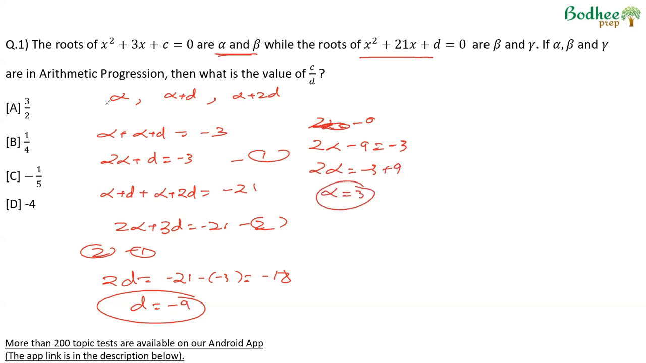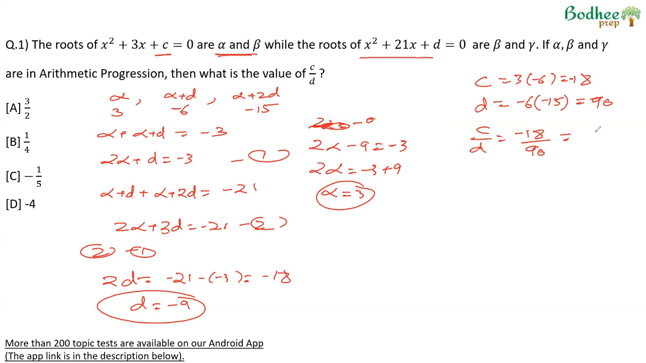And therefore, the roots become 3 minus 9, which is minus 6, and minus 6 minus 9, which is minus 15. We have to find the value of c by d. c will be the product of the roots, which will be 3 into minus 6, which is minus 18. d will be the product of roots, which is minus 6 into minus 15, which is 90. And therefore, c upon d will be minus 18 upon 90, which is minus 1 by 5.